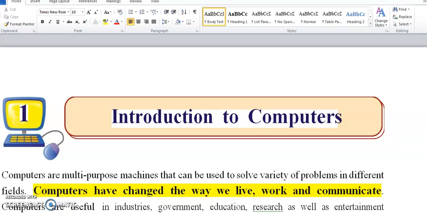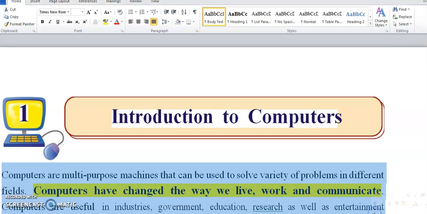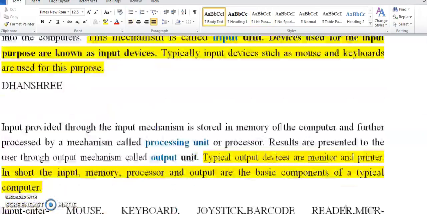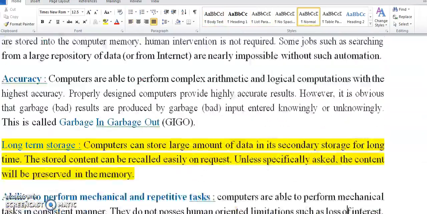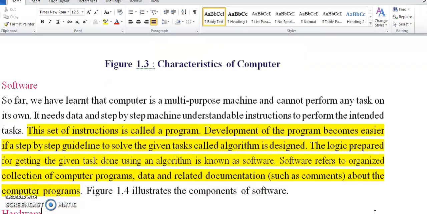Hello everybody. Today we will continue our exercise of this chapter, and as you know we already completed this chapter on Saturday. We just revised the summary of this chapter and we will continue the question and answer.